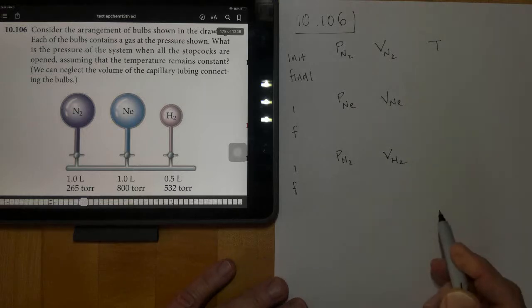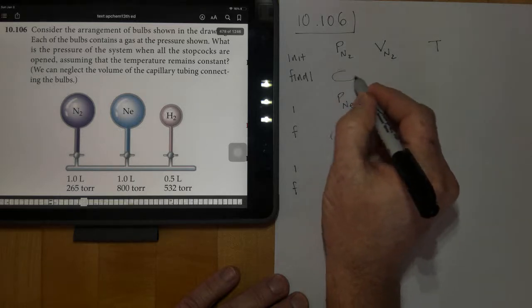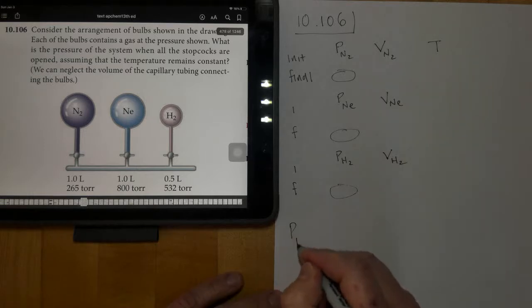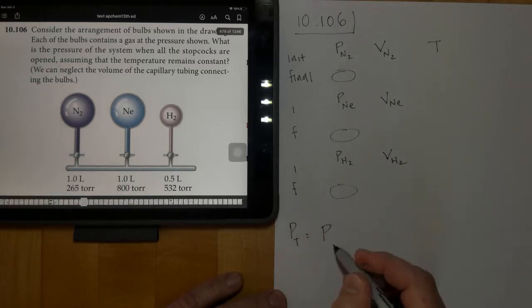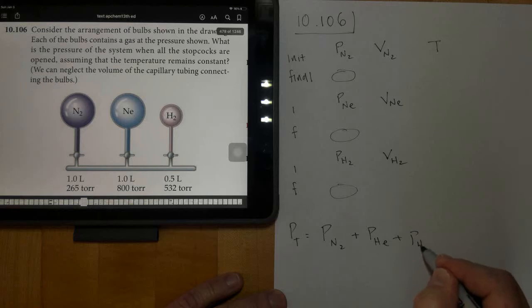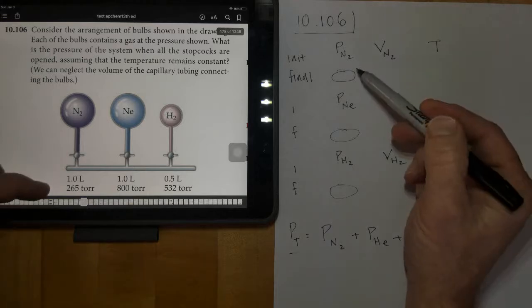And then what we'll do is find the final pressure here, the final pressure here, and the final pressure here, and then we'll add them all together, because remember that the total pressure of the system is equal to the sum of the partial pressures of each gas. So the partial pressure of nitrogen plus the partial pressure of neon plus the partial pressure of hydrogen should give us our total pressure at the end. All right, so let's organize the data here. So this is for nitrogen.